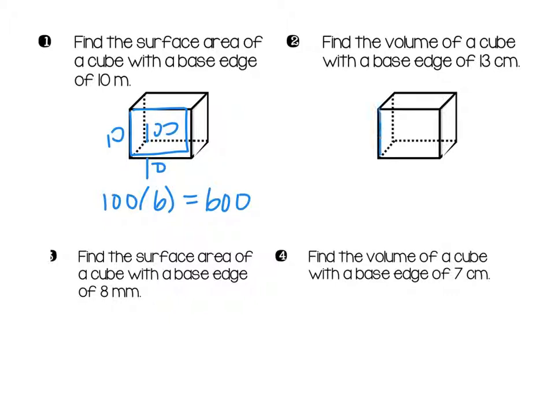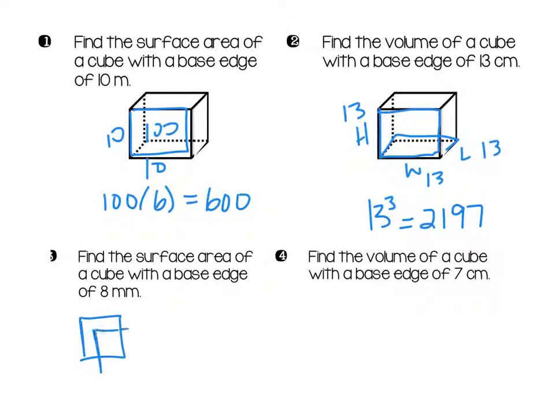If we want to do volume, then we have our length times width times height, and they just all happen to be the same. So 13, 13, 13, so 13 cubed, which would be 2,197.